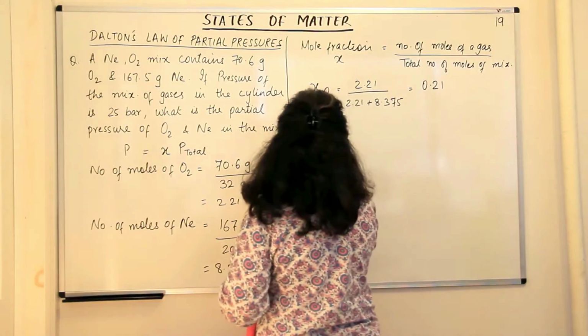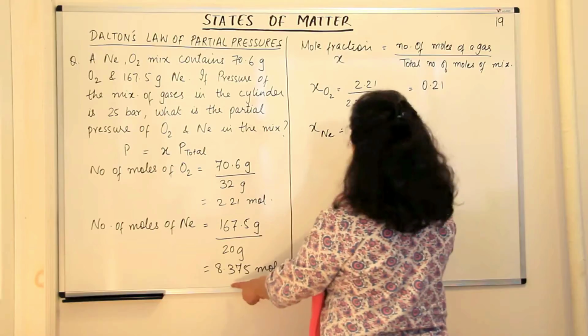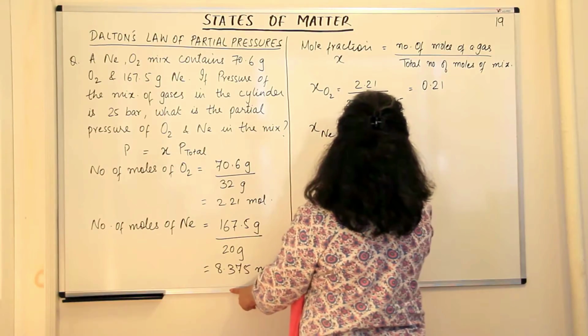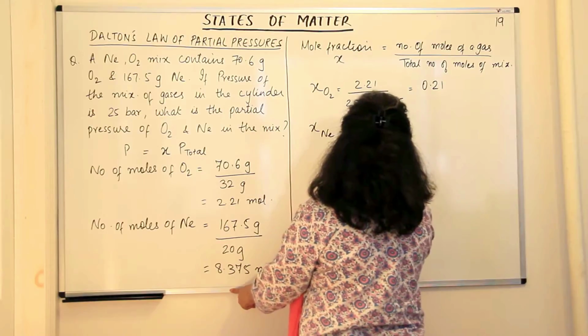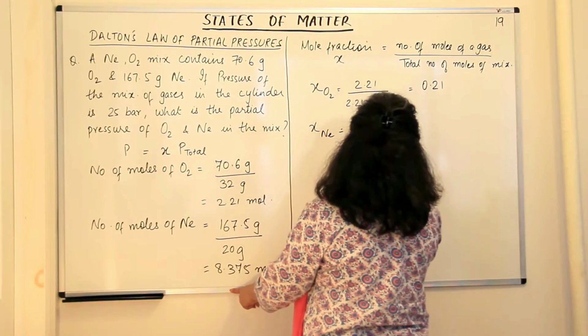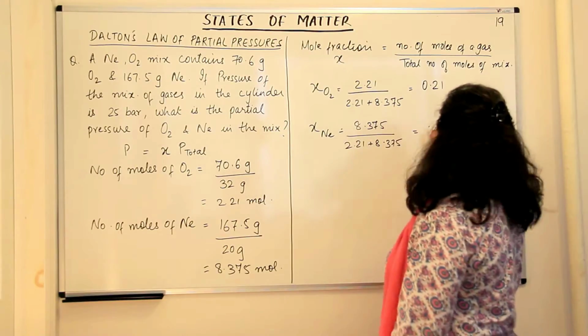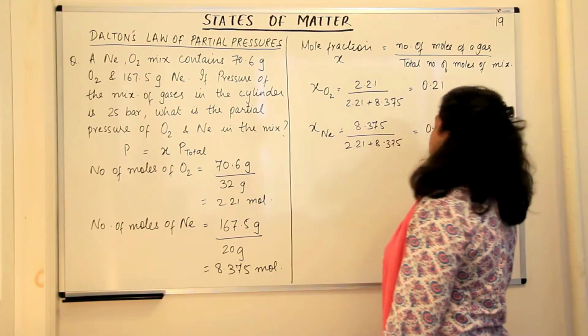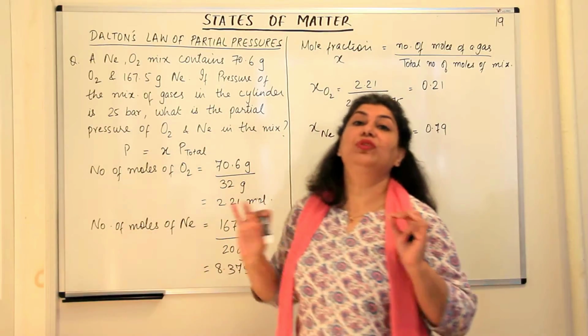Similarly, if you calculate the mole fraction of neon, you would get 8.375, the number of moles of neon, divided by 2.21 plus 8.375, and when you calculate this, it would come out to be equal to 0.79. So now you have calculated the mole fractions of both the gases.